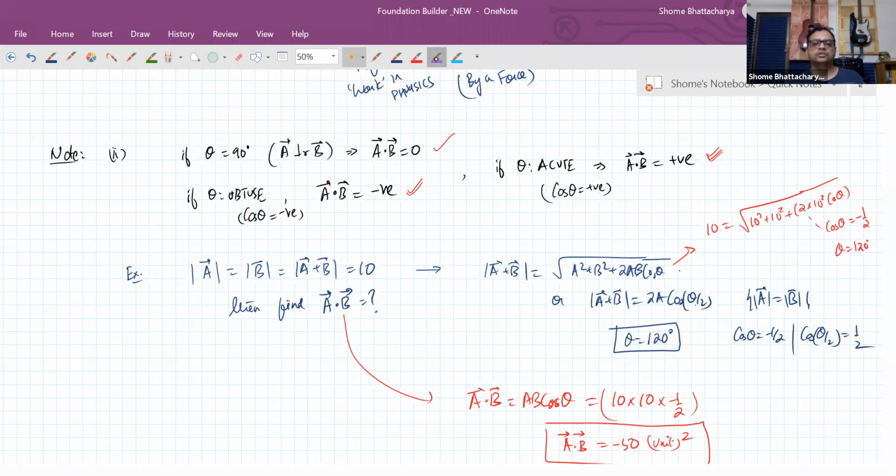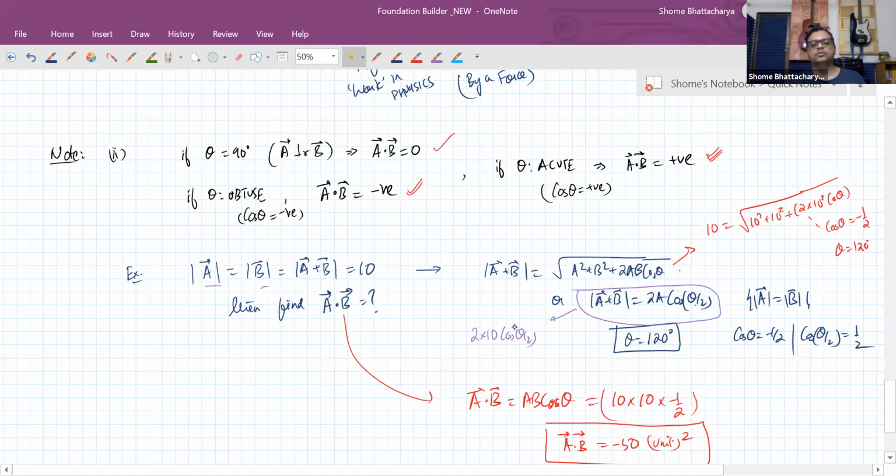If you go with this shortcut method here, because you are given that A is equal to B in magnitude, then you will get 2 into 10 cos theta by 2 is 10. So cos theta by 2 is half. So theta by 2 is 60. So that means again theta is 120. So either way, I've taught you multiple methods of dealing with these things.